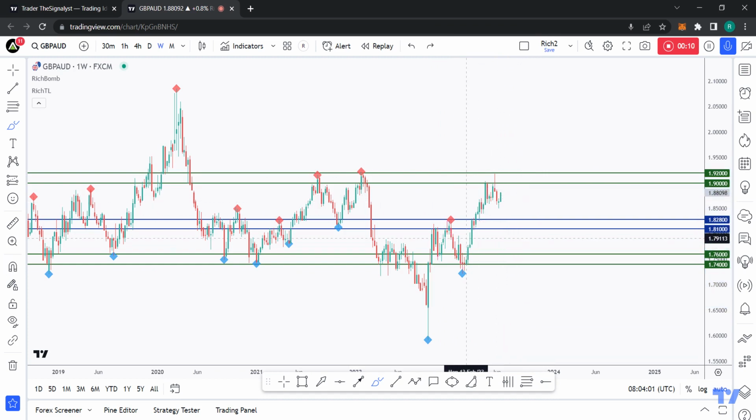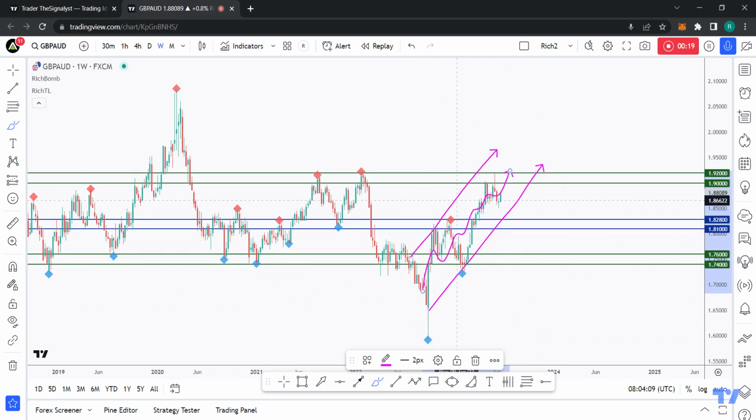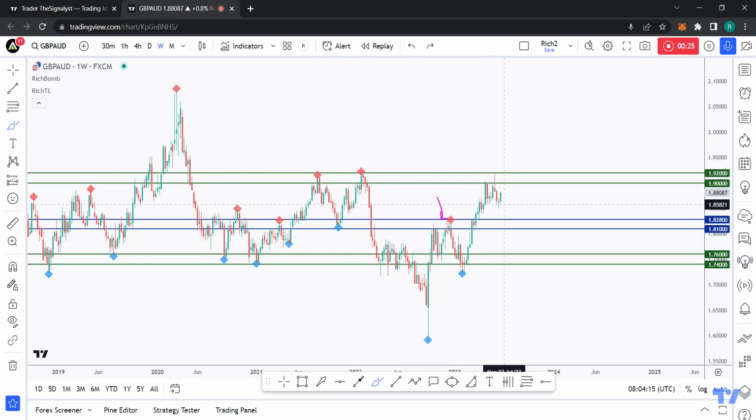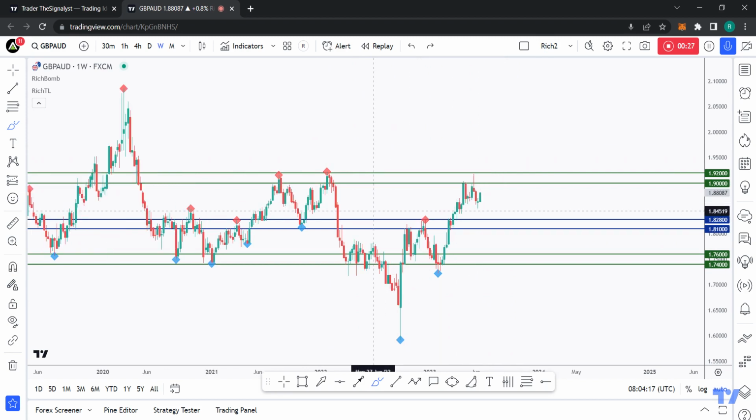So let's get started. As we clearly see, GBPAUD has been overall bullish, making higher lows and higher highs, trading inside this rising channel, and we lately have been stuck inside a range between our blue support and green resistance. And we are currently approaching a strong resistance as we had multiple rejections from, and we lately also rejected the zone and we are trading lower.